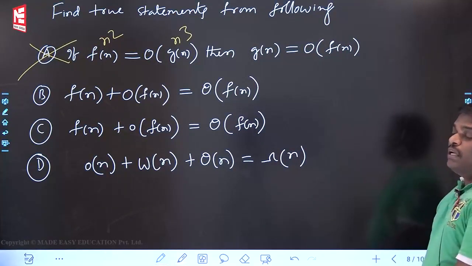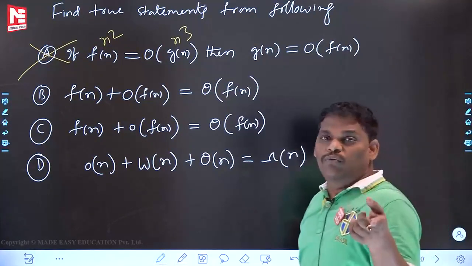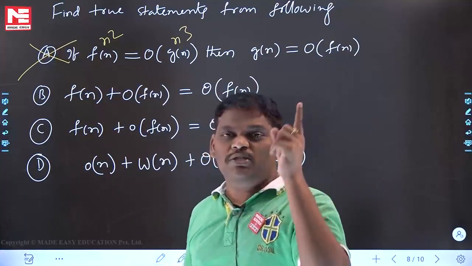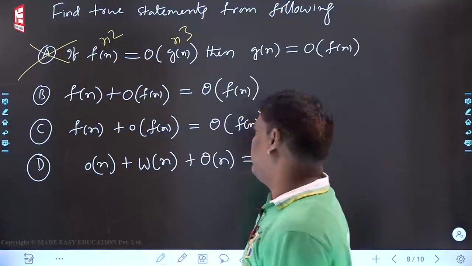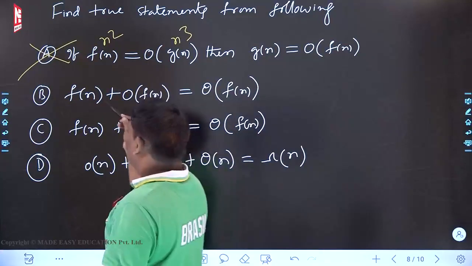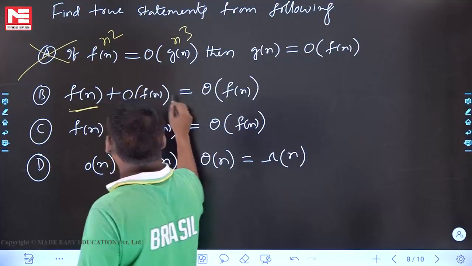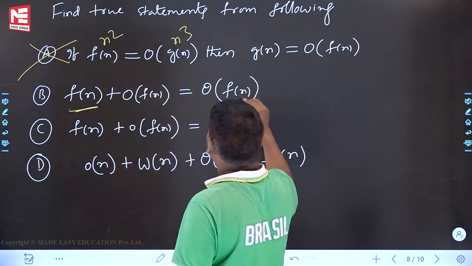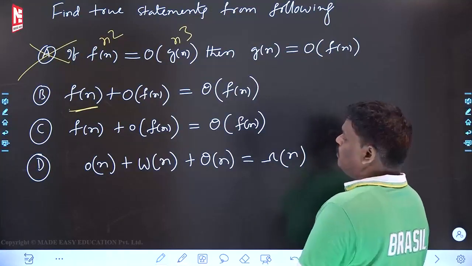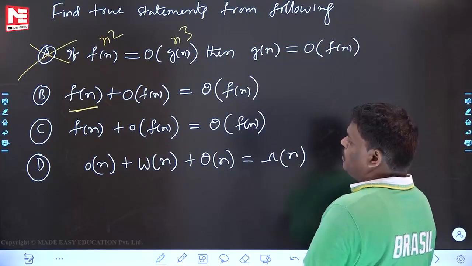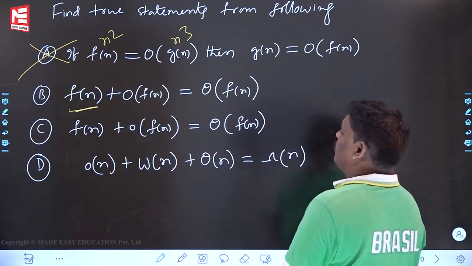Next one, what is option B? It is really interesting. Please take care. This will really trouble you. The purpose of giving this problem is what I am explaining; if I don't tell you, it may trouble you. Listen. Option B: f of n plus big O of f of n is equal to theta of f of n.